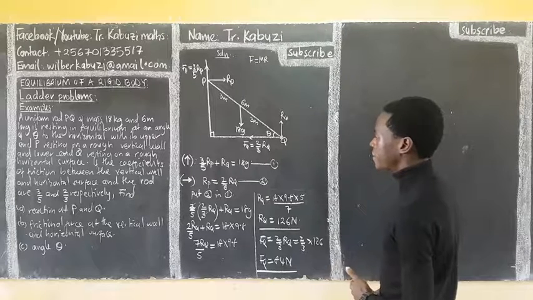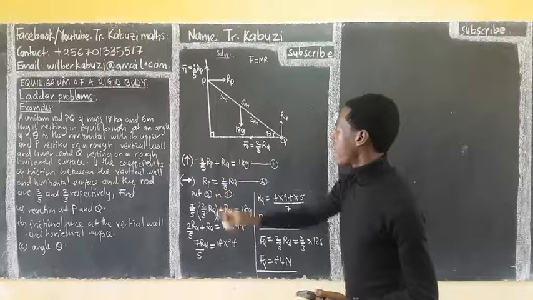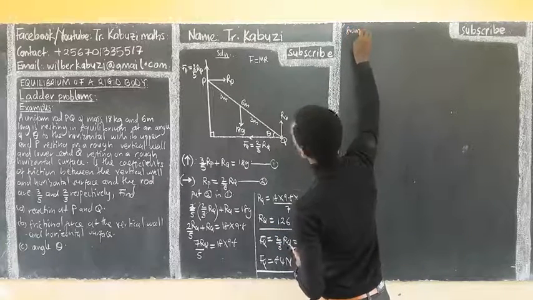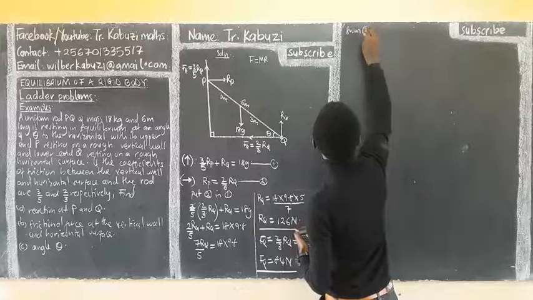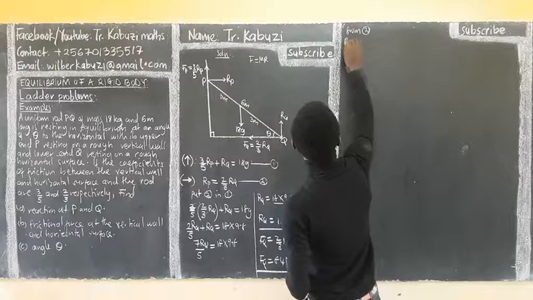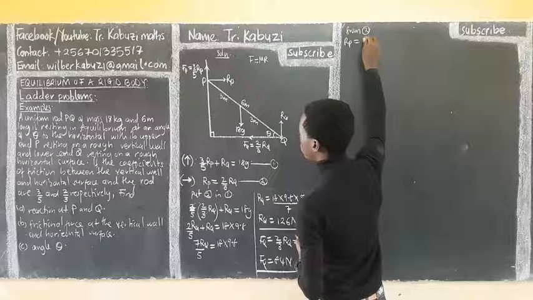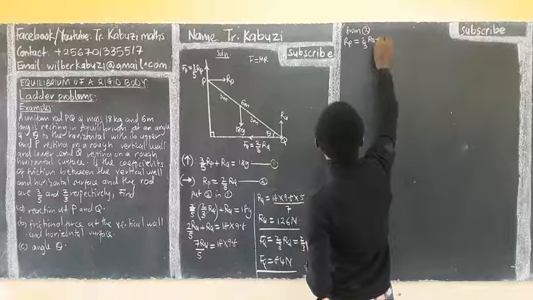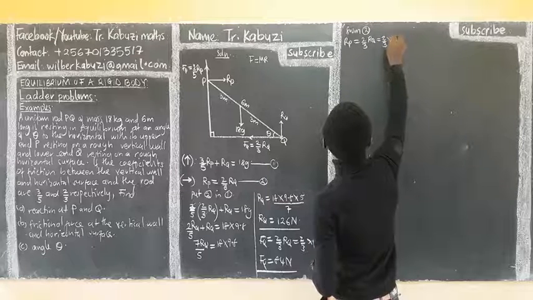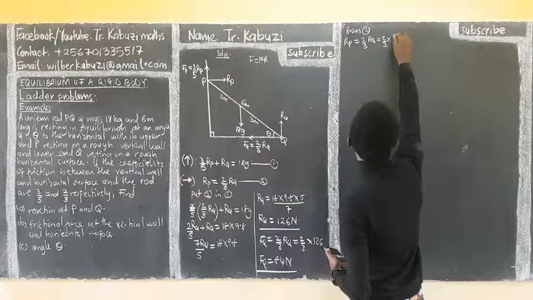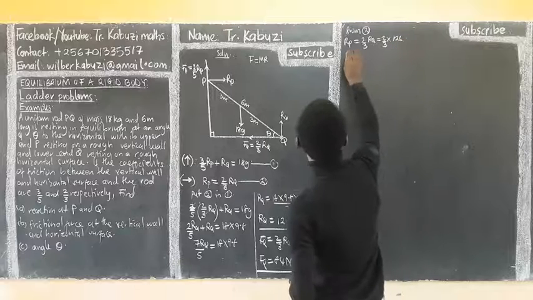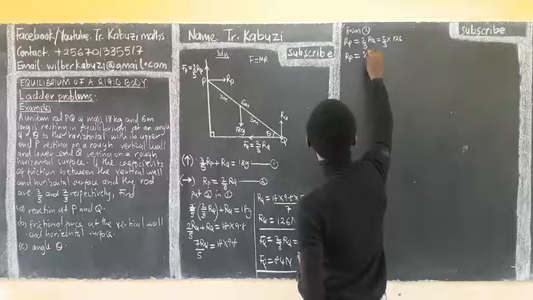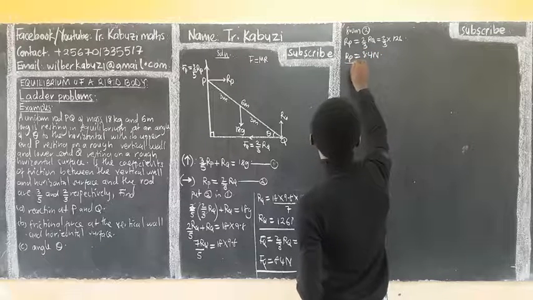So after doing that, now I have RP there. I need the reaction at P. My RP, from what? From equation 2, so that my RP is equaling to 2 over 3 RQ, which will be 2 over 3 times RQ, which is 126. So my RP is going to be equaling to 84 newtons.